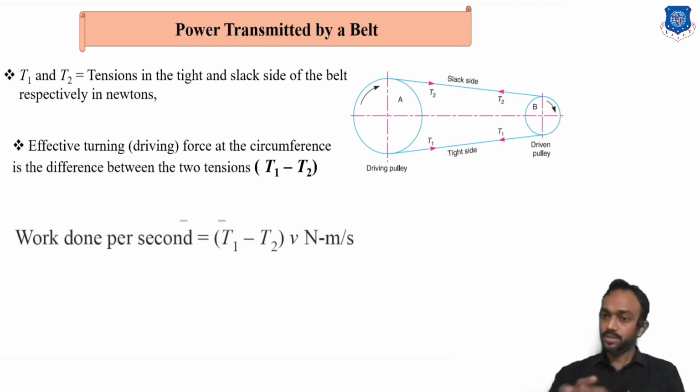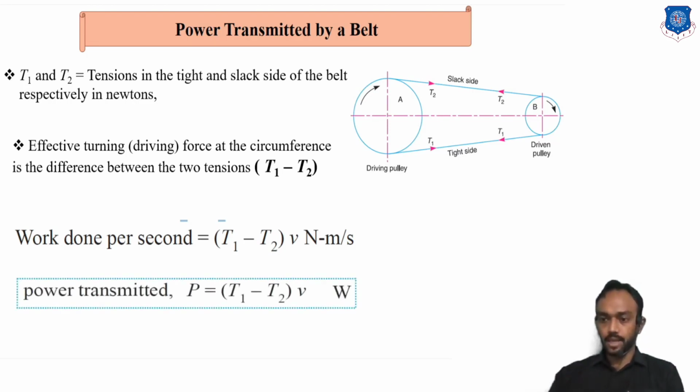So work done per second will be T1 minus T2, which is a force, into velocity. So Newton into meter per second, and you can also write that as a watt, which is the unit of power. So this is the very important formula which we will use in an example. So power is equal to T1 minus T2, means effective tension, the difference between two tensions, into velocity of belt.